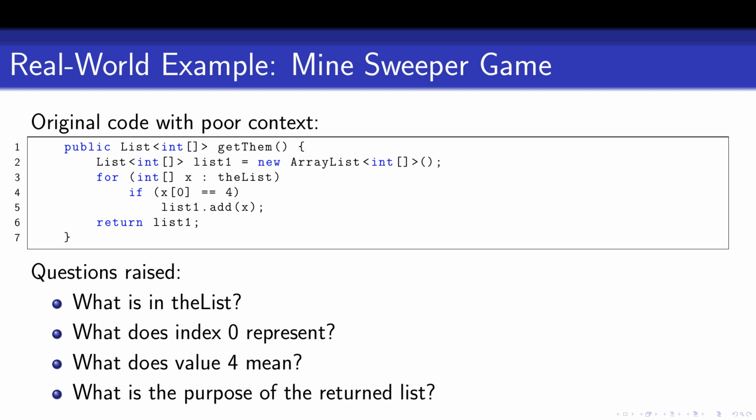Here's a real-world example from a Minesweeper game to hammer this home. The original code snippet is a mess. It's got a function called getThem that loops through the list and checks if some value at index 0 equals 4, then adds it to a new list. What's the list? What's index 0? Why 4? What's this list even for? Without context, you're lost. It's simple code, but it's implicit, forcing you to play detective to figure out what's happening.